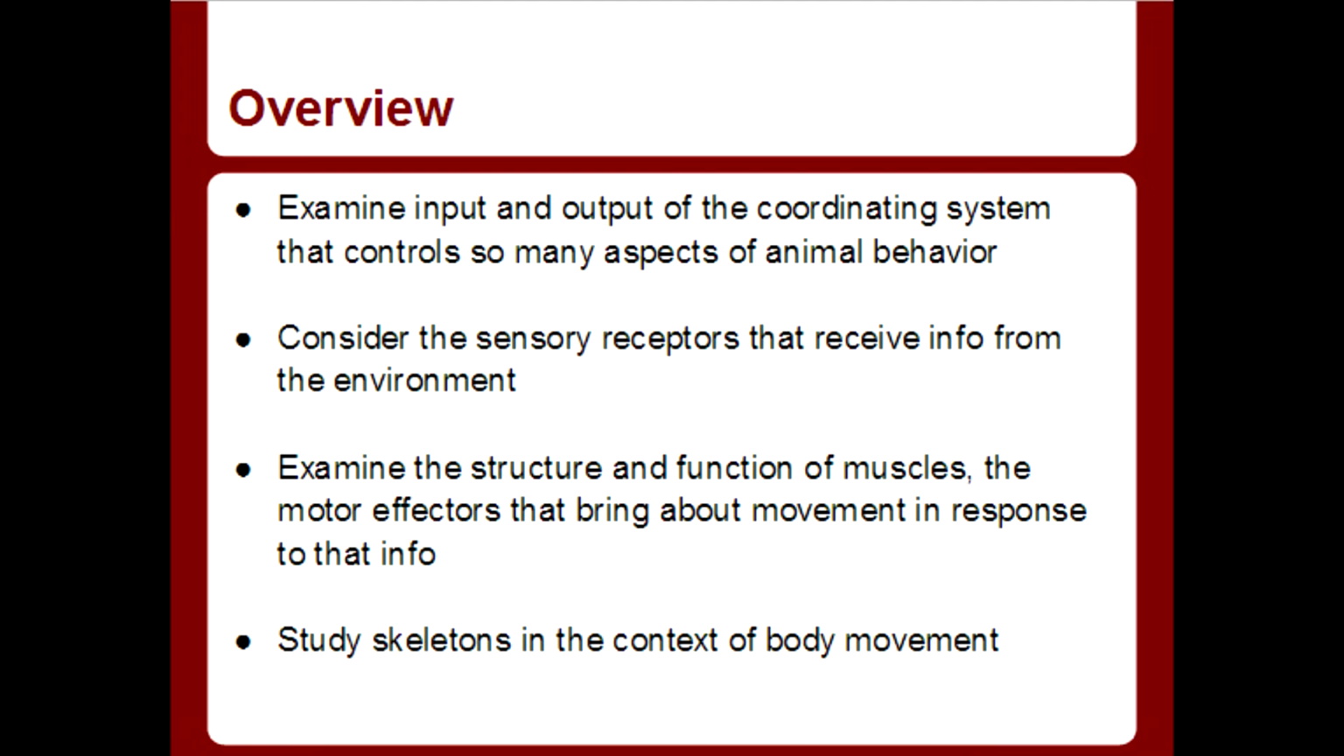Okay, so in conclusion, you guys need to be able to examine input and output of the coordinating system that controls so many aspects of animal behavior. You need to know how sensory receptors work: taste, smell, sight, hearing. You need to be able to examine the structure and function of muscles and how motor units work and sarcomeres and fun stuff like that. And you need to know the different skeletons and how they work in the context of body movement.